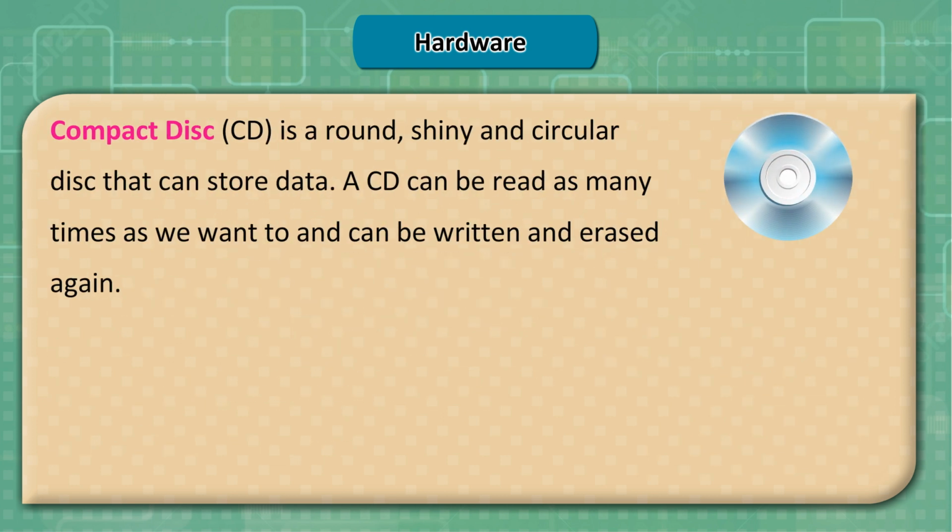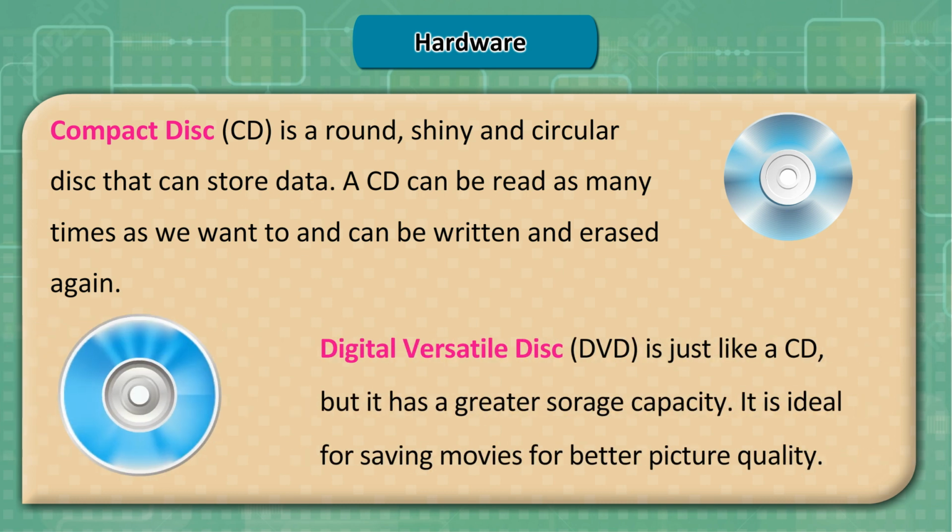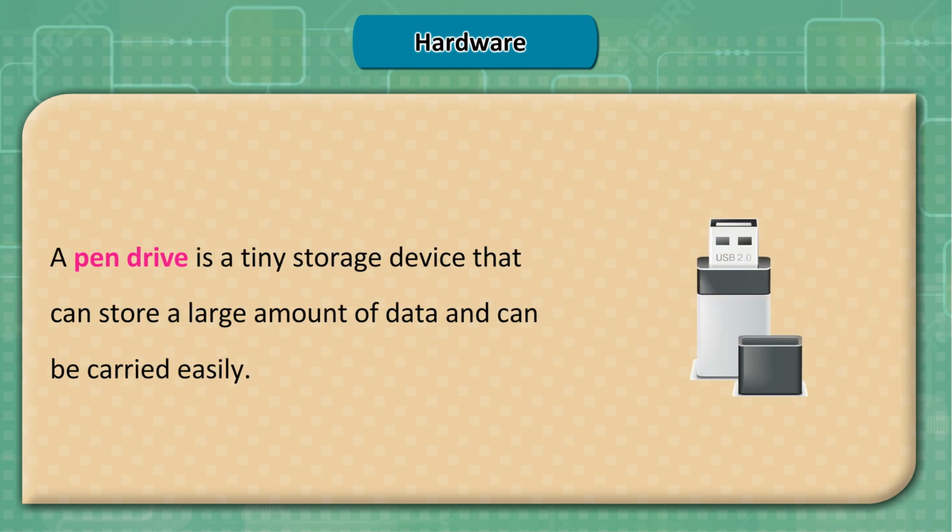Compact disk, CD, is a round, shiny and circular disk that can store data. A CD can be read as many times as we want to and can be written and erased again. Digital versatile disc, DVD, is just like a CD, but it has a greater storage capacity. It is ideal for saving movies for better picture quality. A pen drive is a tiny storage device that can store a large amount of data and can be carried easily.